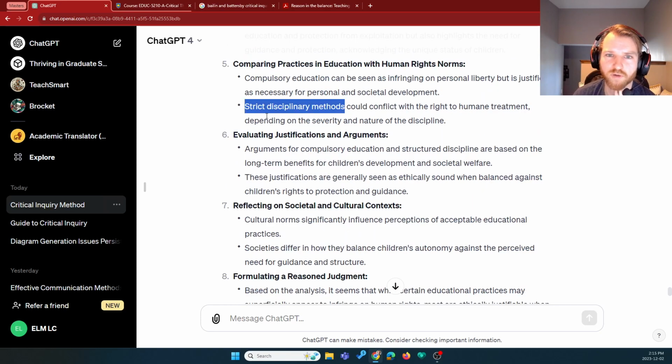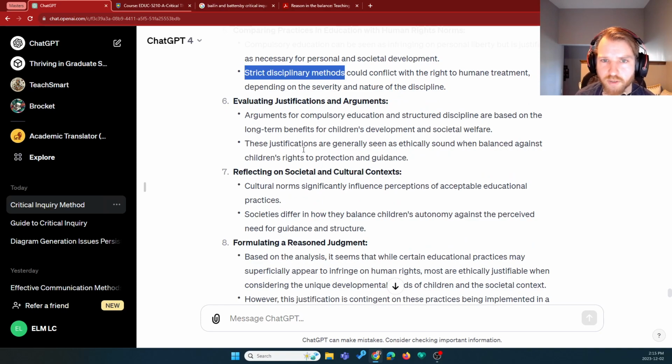And I think that's more what I'm thinking of, these kind of things that fly under the radar in first world countries, and that are just kind of taken for granted. Evaluating justifications and arguments.